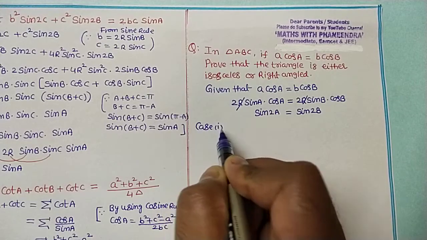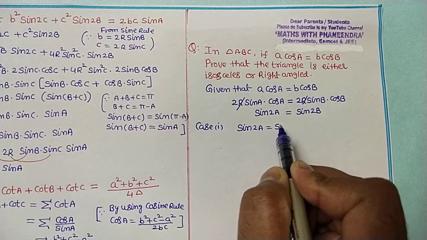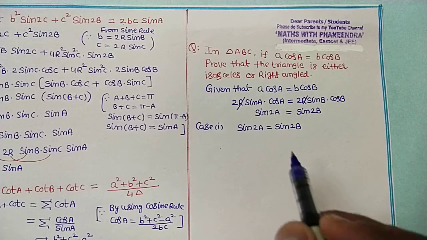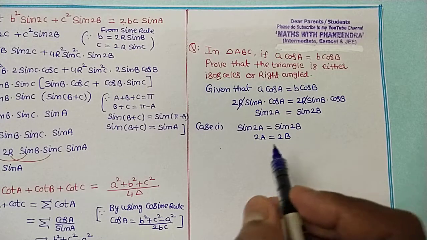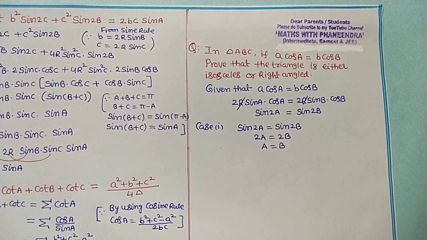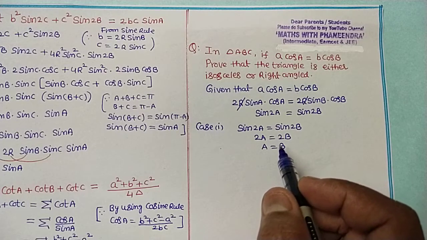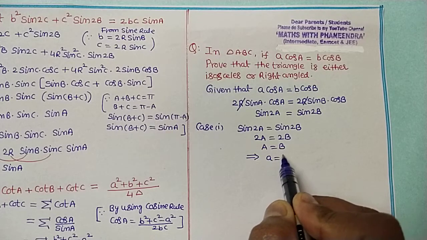In case 1, if we take sin 2A equal to sin 2B, so by comparing the angles, 2A equal to 2B. Therefore, A is equal to B. On both sides, 2 get cancelled. A is equal to B. Whenever A equal to B, angles are equal, their sides also equal. Why? Because angles are equal, so obviously their sides also equal. That implies that small a equal to small b.